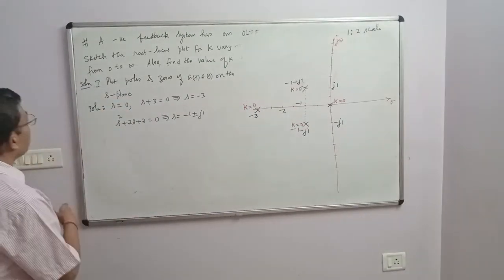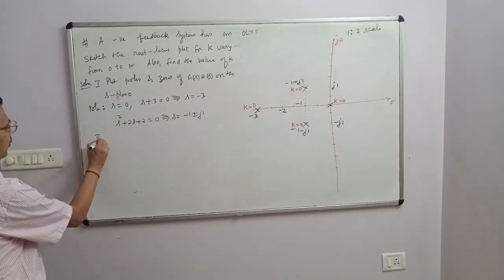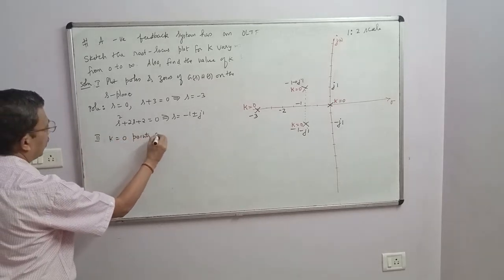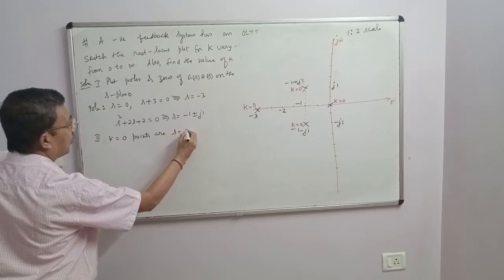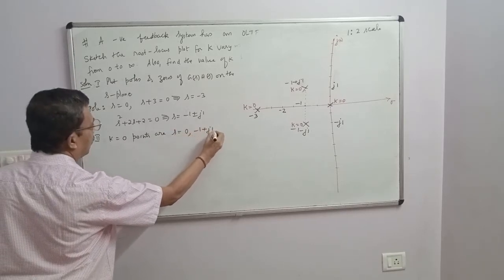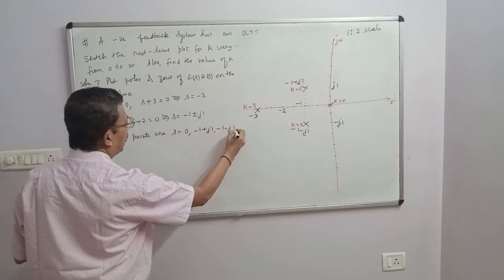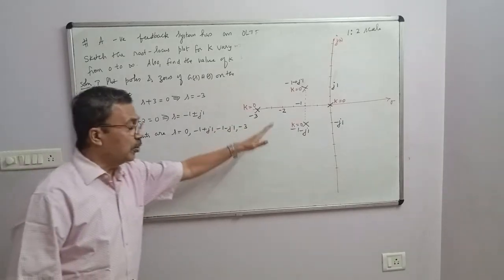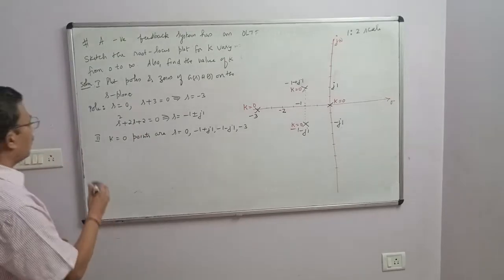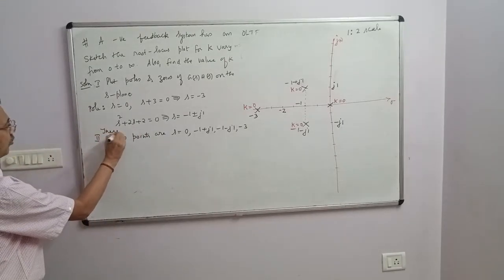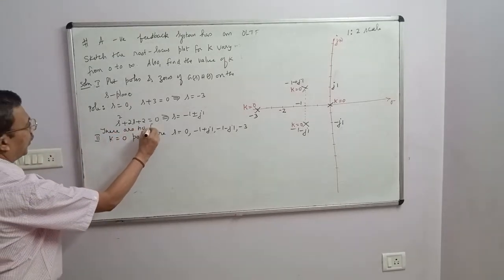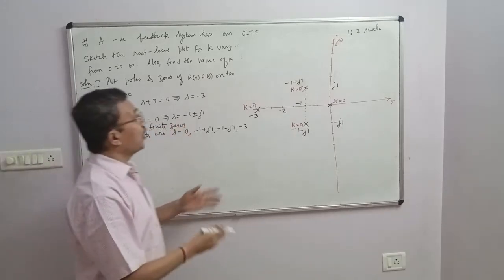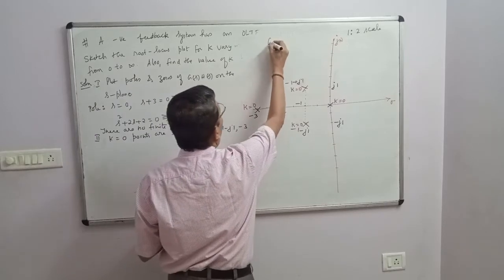Now, second step. K equal to 0 points are s equal to 0, minus 1 plus j1, minus 1 minus j1, comma minus 3. All pole locations refer to K equal to 0 points. Please note there are no finite zeros, because there is no polynomial of s in the numerator of the transfer function.